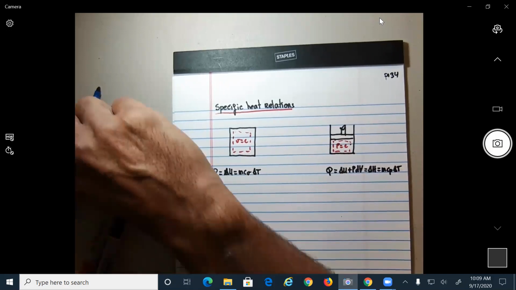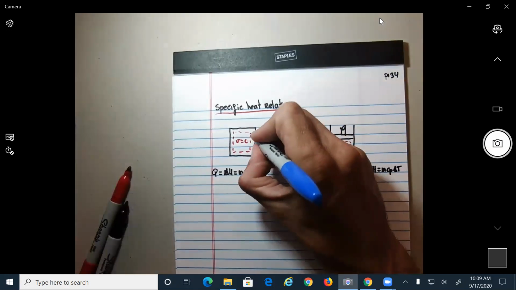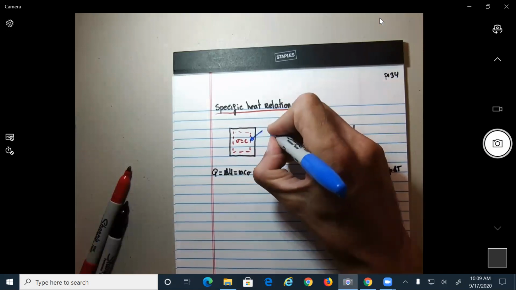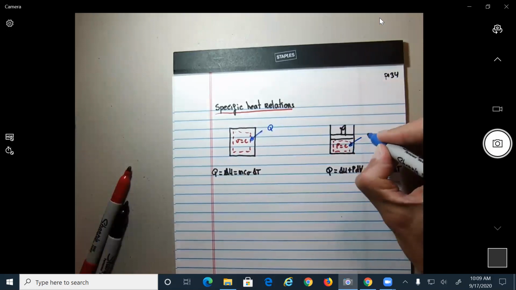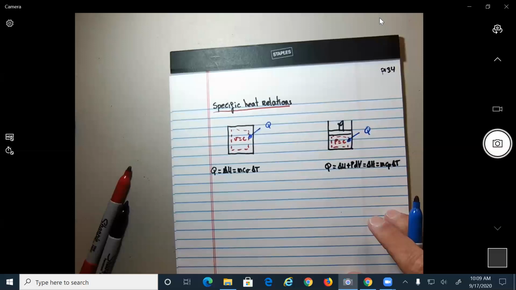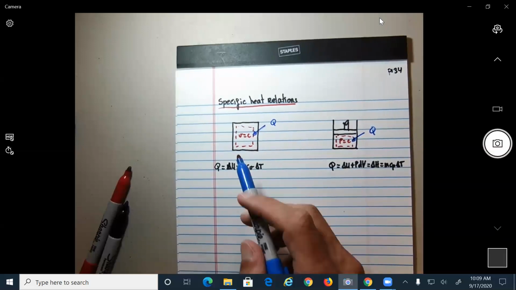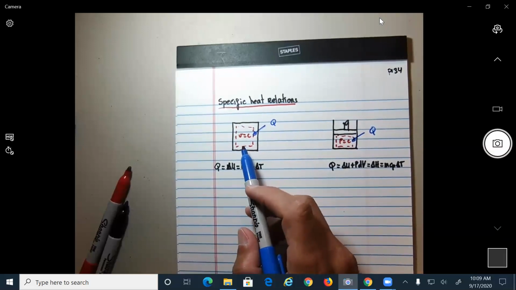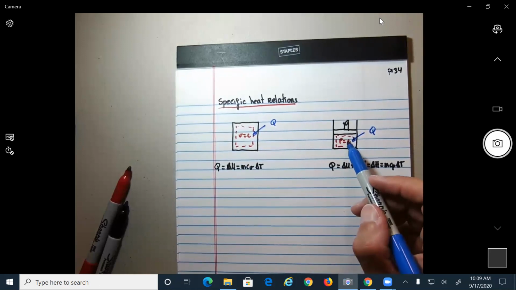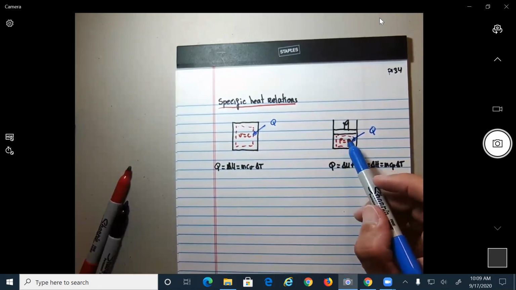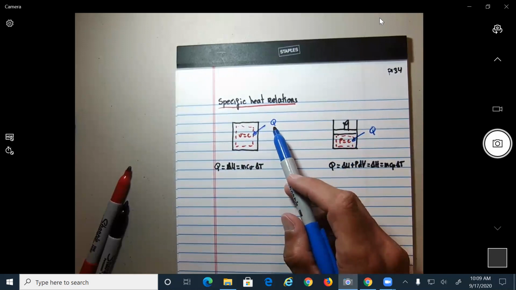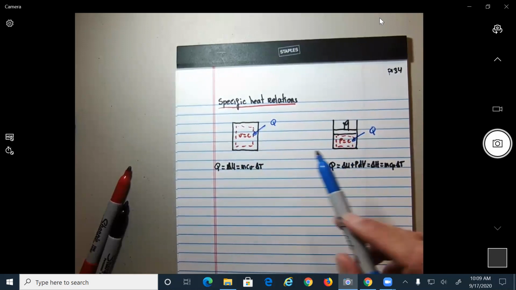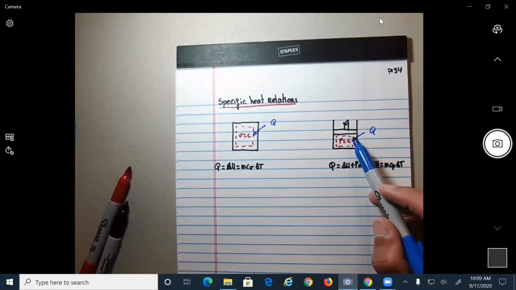Okay, and this is basically the Q over here. Imagine that you have a substance inside that you want to raise by 1 degree, and here you have the same amount of substance you want to raise by 1 degree. Which one do you think is going to require more heat? The one where the volume is fixed, or the one where the volume can move but the pressure is constant?